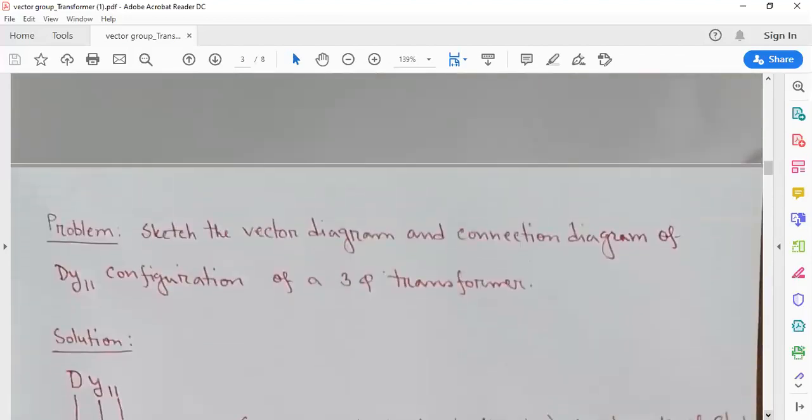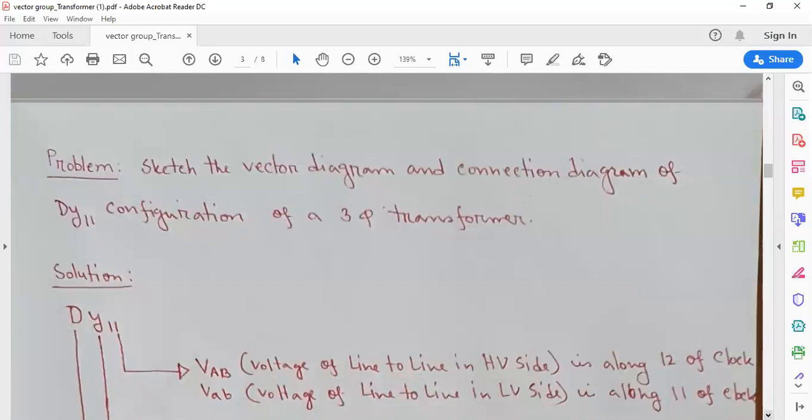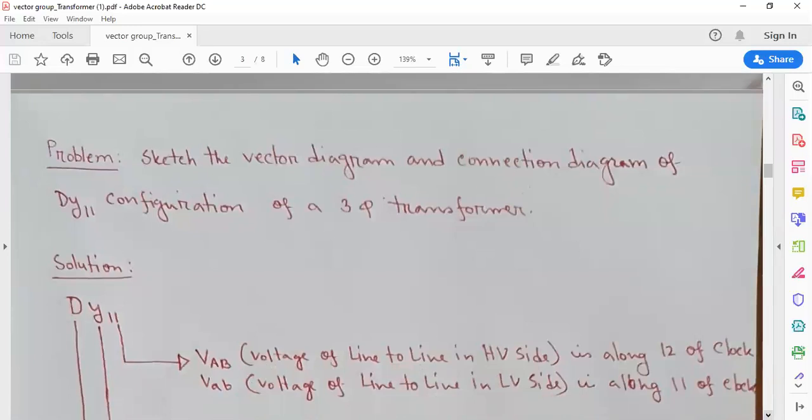In two different ways we will face this problem in your life. One is during the final examination, we will ask you to sketch the vector diagram and connection diagram of DY11 configuration of a three-phase transformer. Another problem you will face when you are in the practical field. When you are working as an engineer, you have to connect two transformers in parallel. So you have to read the data sheet, you have to know the connection of this transformer, then you have to parallel it with a similar type of connected transformer.